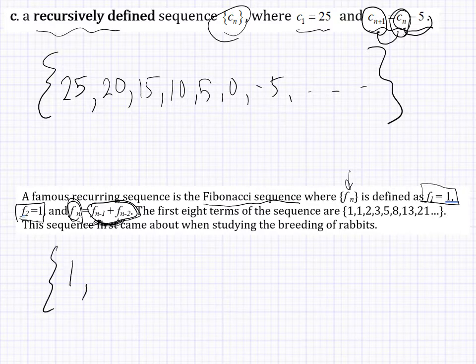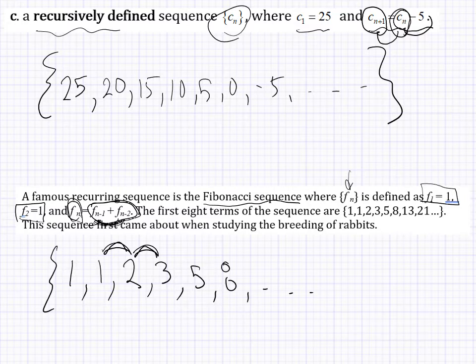So the first term is 1, the second term is 1, the next term is those two added together, which is 2. The next term is these two added together, which is 3. The next term is these two added together, which is 5, and then 8, etc. So you see we get this sequence: 1, 1, 2, 3, 5, 8, 13, 21. It just keeps going.